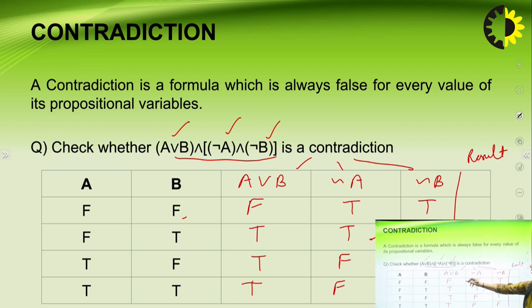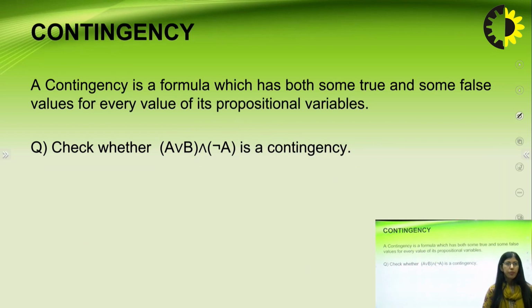So here we can see this particular one is false, so the result is false. Here this one is false, so the result is false. Here the negation of A is false, so the result is false. Here two values are false, so the result is false. So we can see, in all the four cases it results in false, so yes, it is a contradiction.